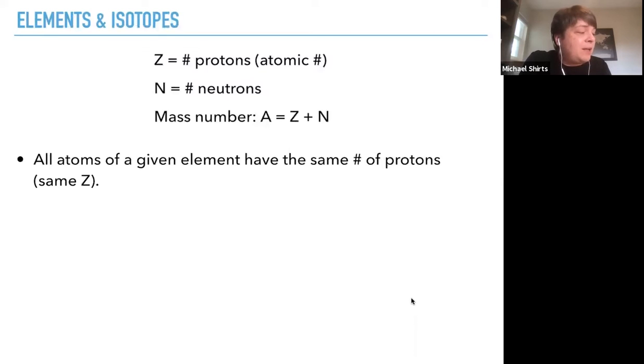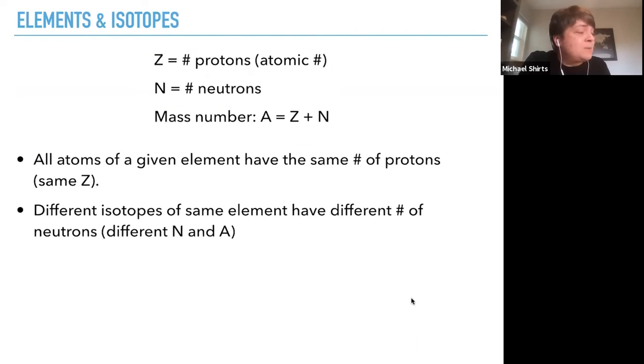All atoms of a given element have the same number of protons, same Z. So that's the fundamental identity that it has. The number of protons tells you which element it is. Different isotopes of the same element have different numbers of neutrons. So they have the same number of protons, different number of neutrons.